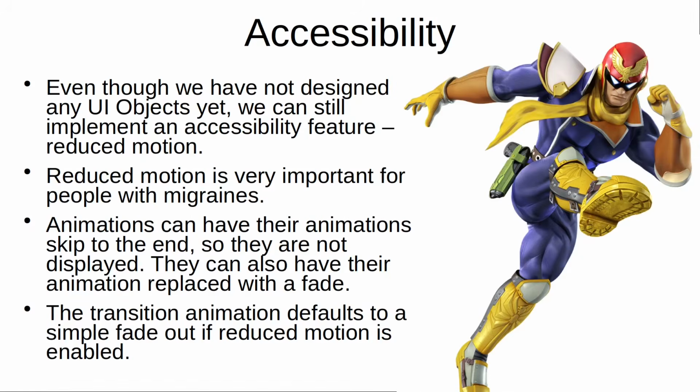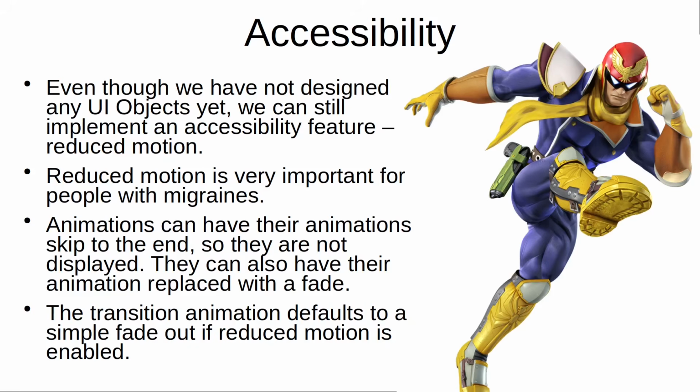Now let's talk about accessibility. Even though we have not designed any UI objects yet, we can still implement an accessibility feature, reduced motion. Reduced motion is very important for people with migraines. Animations can have their animations skipped to the end, so they are not displayed. They can also have their animations replaced with a fade.